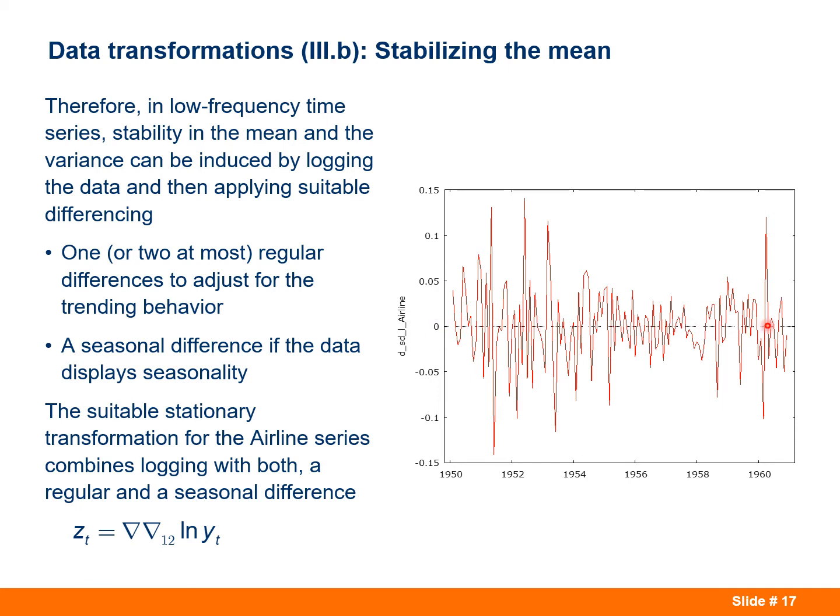This is the result of applying this transformation to the airline passenger data. It is clearly stable in the mean. It doesn't display seasonal fluctuations. Perhaps the variability here is not the same as around here, but remember that we need homoscedasticity in the residuals, not in the original data. So with this mental note in mind, we can proceed now to model this time series.